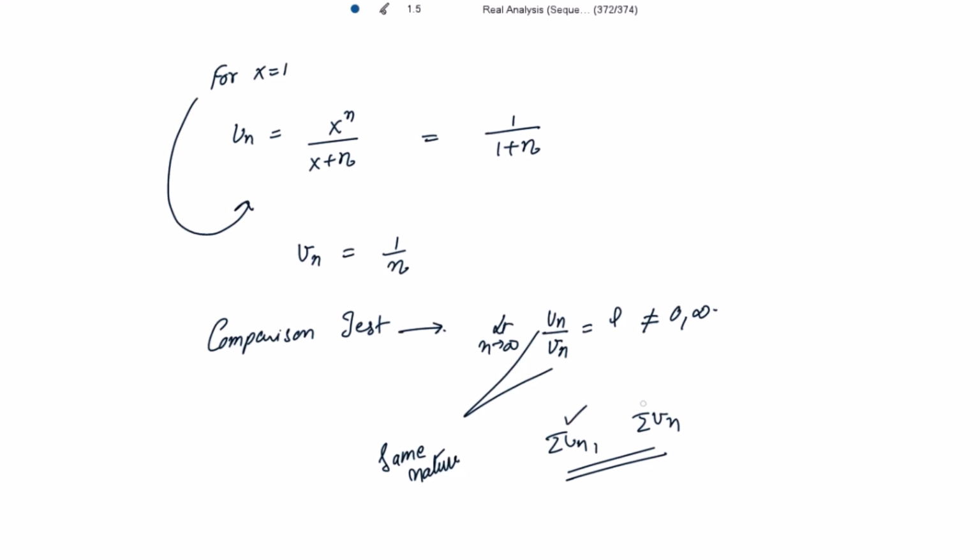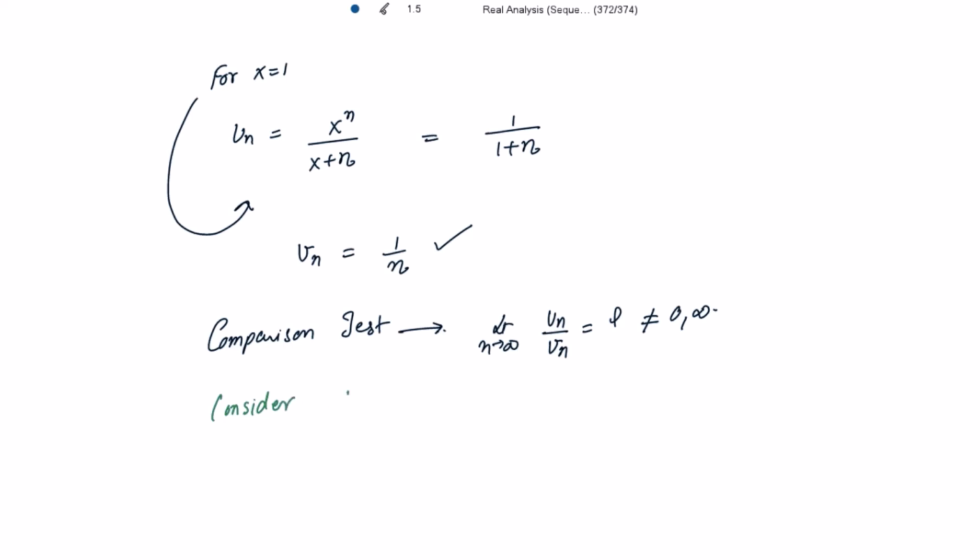You may check any of these series. Whatever be the nature of that series is also the nature of the other series, right? So which is easier? It is easier to check for Vn equal to 1 by n. So let's consider Vn to be equal to 1 divided by n. Let's check the series Vn, whether it is convergent or divergent.